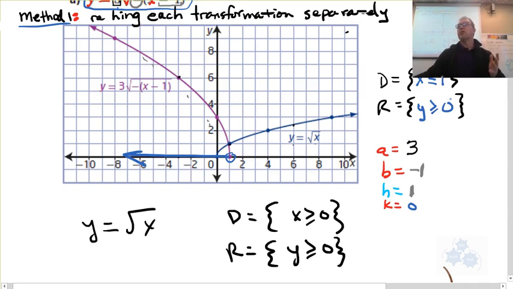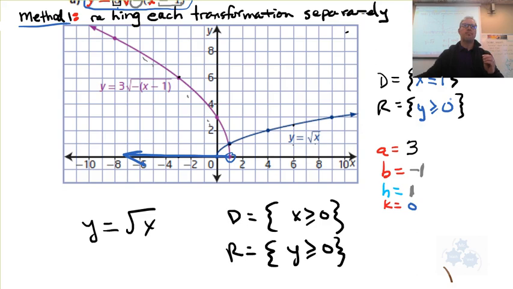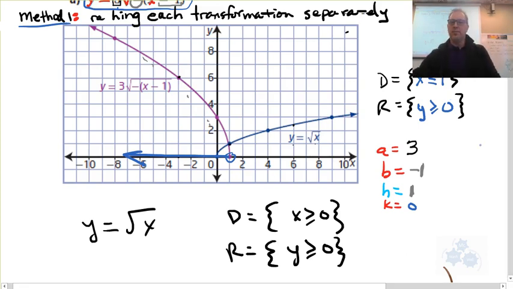So you're going to be asked about domain and range. Pay attention to the positive and negative values for a and b, and the h and the k. That will affect the domain and range. Questions?